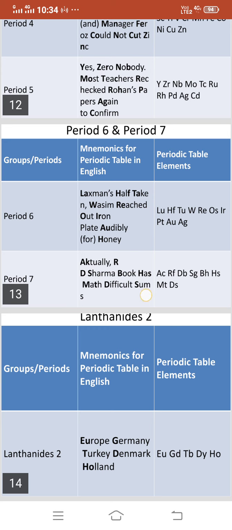So these are all the mnemonics in Hindi as well as in English of periodic table elements, including block S, P, D and F.